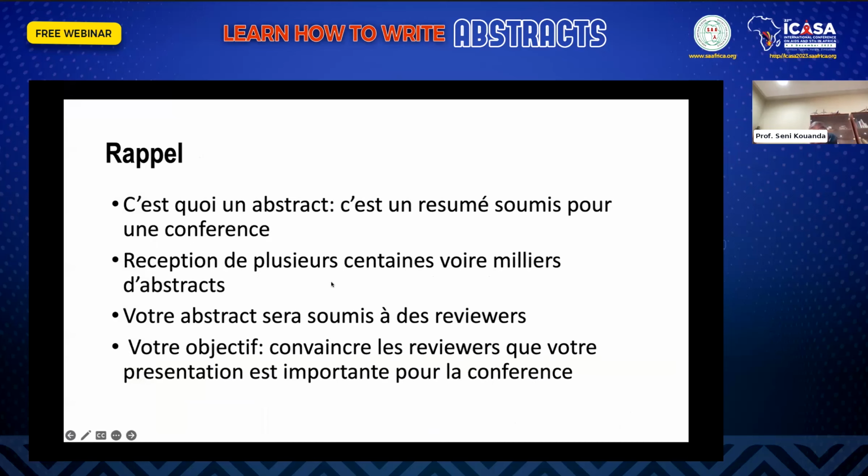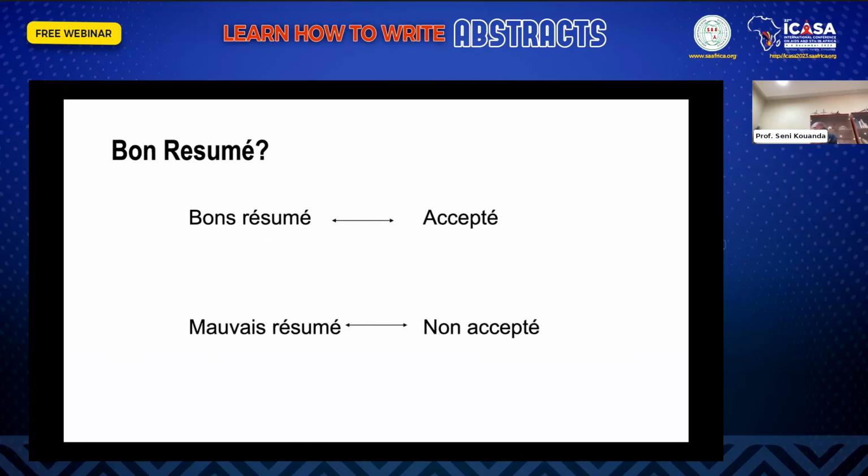Comme je le disais, votre objectif sera de convaincre les reviewers que vous avez fait un bon résumé et que votre travail est important pour la conférence. La question est de savoir c'est quoi un bon abstract. Pour vous, le bon résumé devrait être le résumé qui est accepté pour la conférence, et le mauvais résumé, c'est celui qui n'est pas accepté. Il peut arriver que des mauvais résumés soient acceptés ou que des bons résumés ne soient pas acceptés, mais ce n'est pas la règle. La règle, c'est que les bons résumés sont acceptés et les mauvais résumés ne sont pas acceptés.